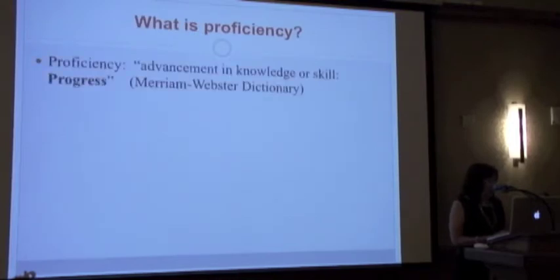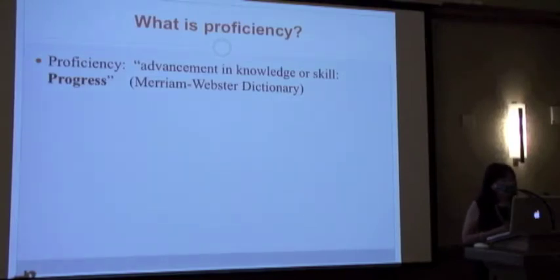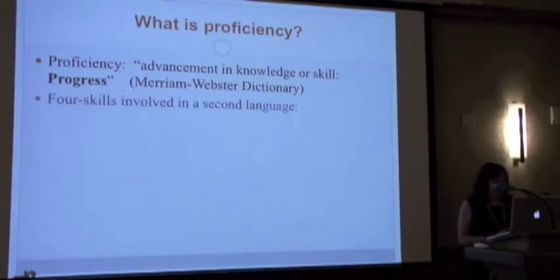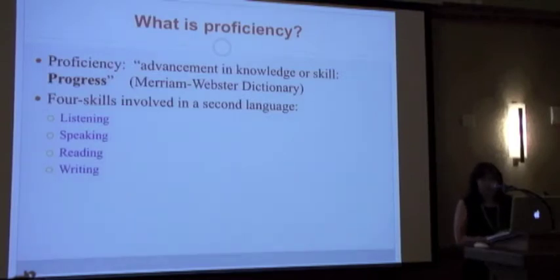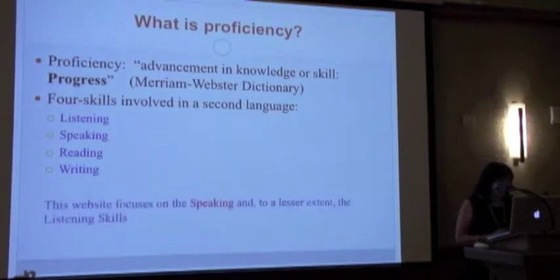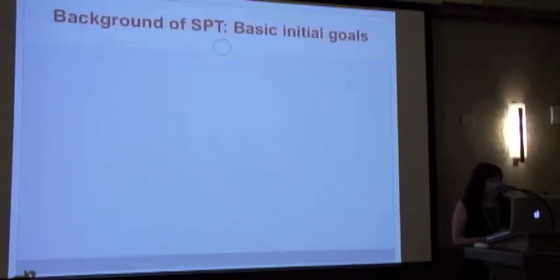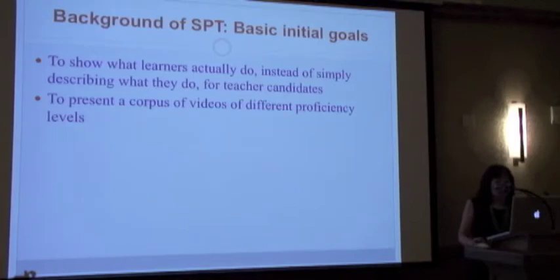Well, if you take the formal definition of it, it is basically advancement in knowledge or skill, or in other words, progress. And there are 4 skills, as you all know, involved in second language learning, which are listening, speaking, reading, and writing. And this tool deals mainly with the speaking skill, but also to some extent the listening skill as well. The proficiency website that we've designed is called SPT, Spanish Proficiency Training. And it has basic initial goals that we started out to address.